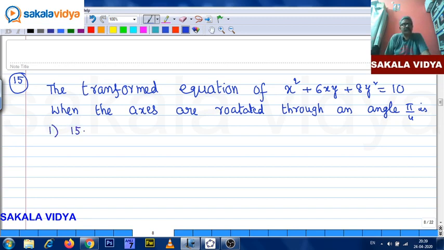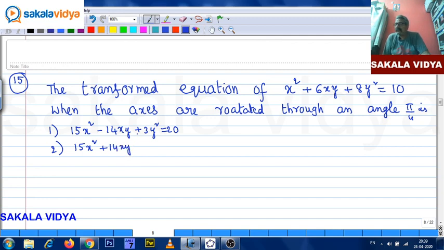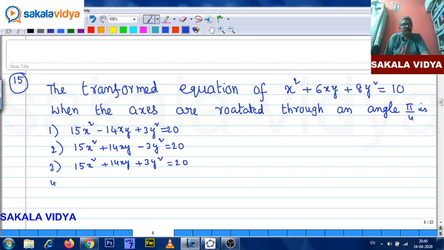First option is 15x square minus 14xy plus 3y square is equal to 20. Second one, 15x square plus 14xy minus 3y square equal to 20. Third option, 15x square plus 14xy plus 3y square equal to 20. Fourth option, 15x square minus 14xy minus 3y square is equal to 20.